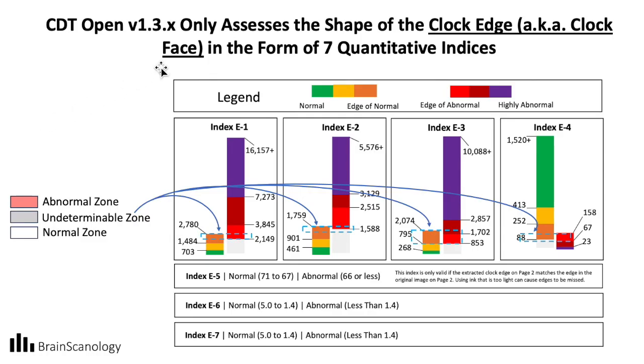The current version of CDT Open, which is version 1.3, only measures the shape of the clock edge, also known as the clock face. It does so in the form of 7 numbers, and here are the scales of what is normal and abnormal for index E1. There are 3 zones to be aware of. First is the normal zone, second is an undeterminable zone, and third is the abnormal zone. Each score will fall within one of these 3 categories.